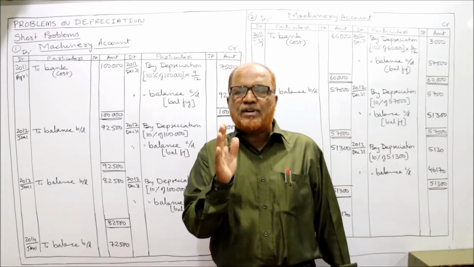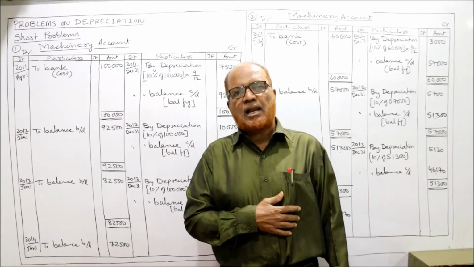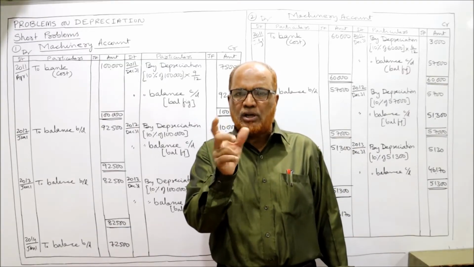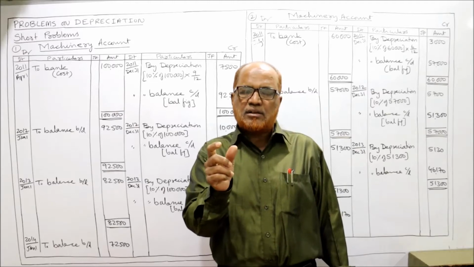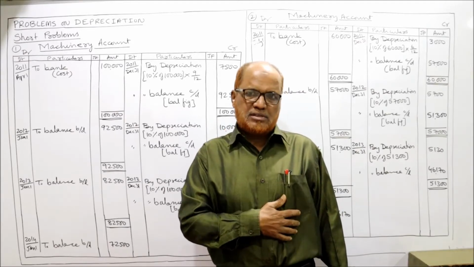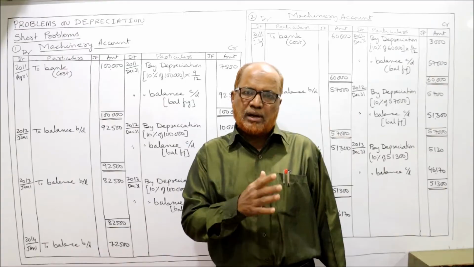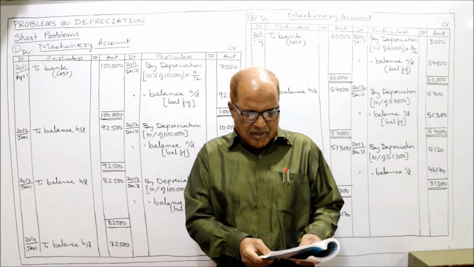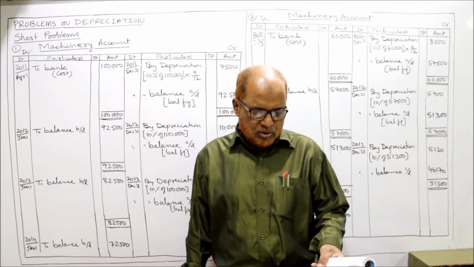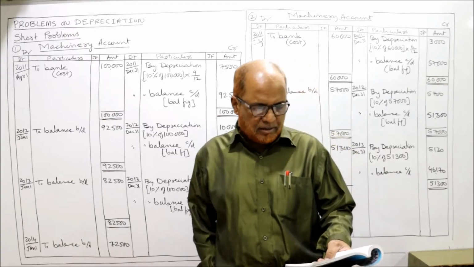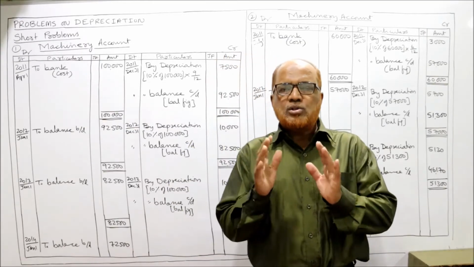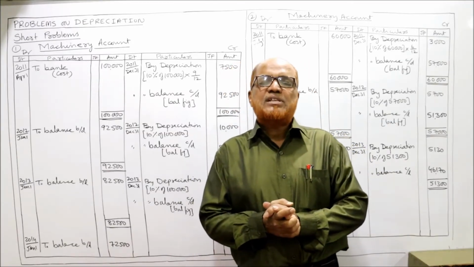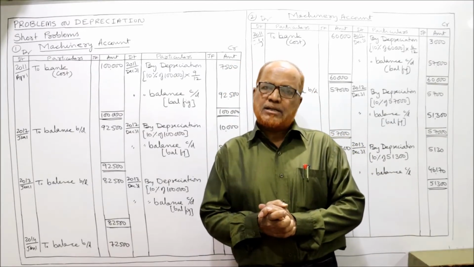So in the very first problem, it is asking you to calculate depreciation at 10% on straight line method. Under straight line method, the amount of depreciation will remain the same every year. The firm closes its books on 31st December every year. Show the machinery account for 3 years. So accounts are closed every year on 31st December, right?